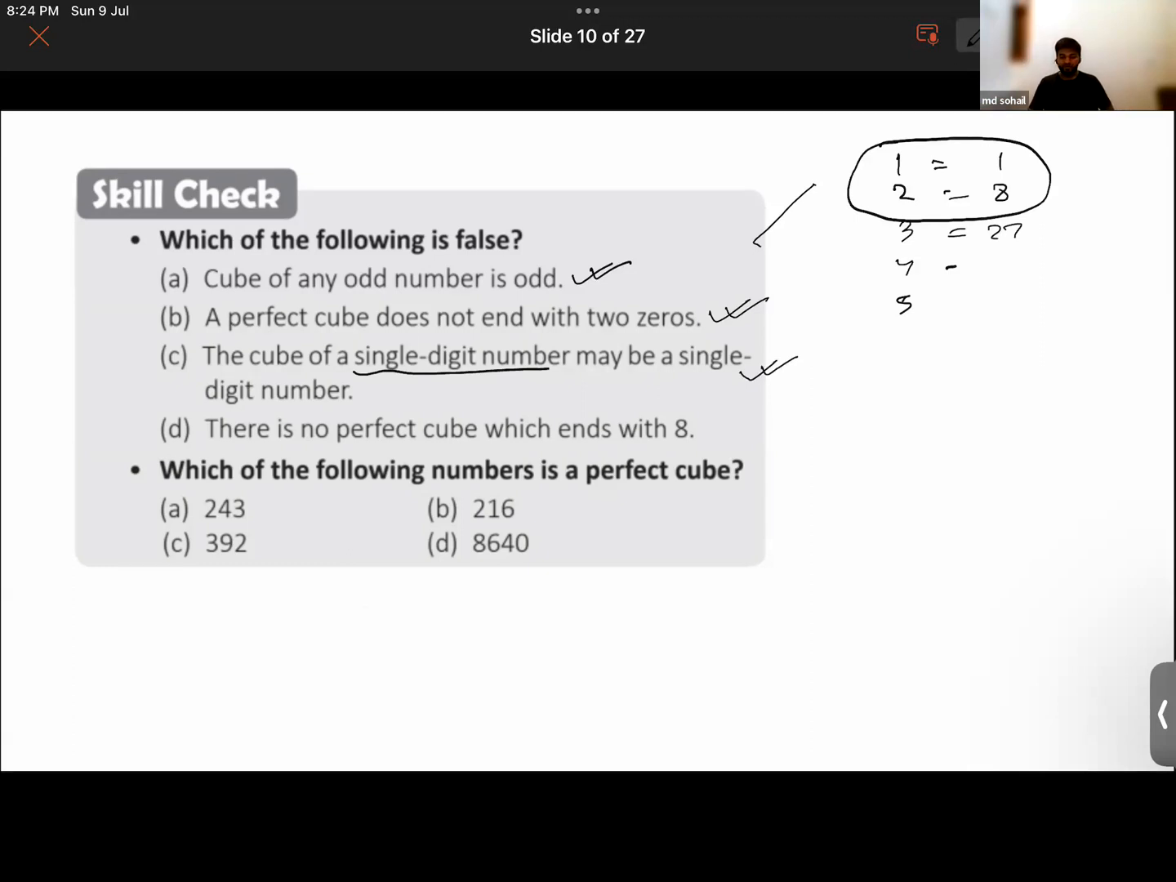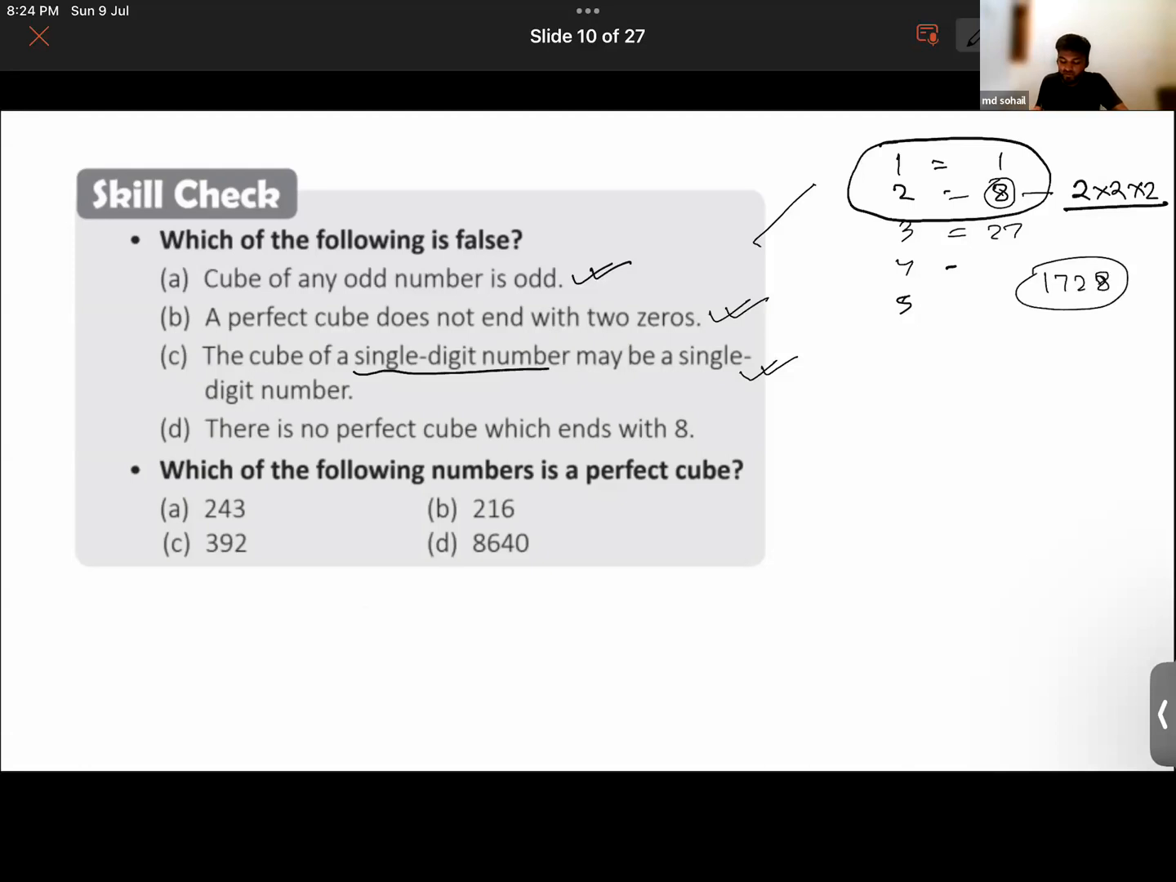Okay, then the first three options are correct, so definitely the last one is going to be wrong, no? There is no perfect cube which ends with 8. We just saw the cube of 2 ends with 8, no? Yes, sir. The cube of 2 is a perfect cube, right? The cube of 12 is also ending with 8. Exactly. That is 1728. So they are bigger numbers as well.